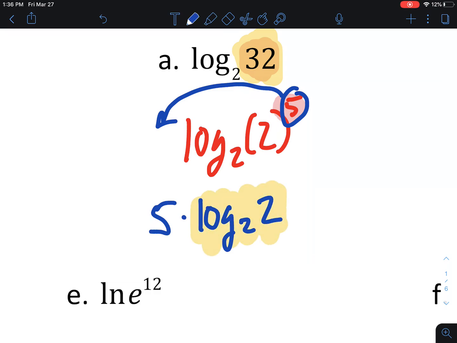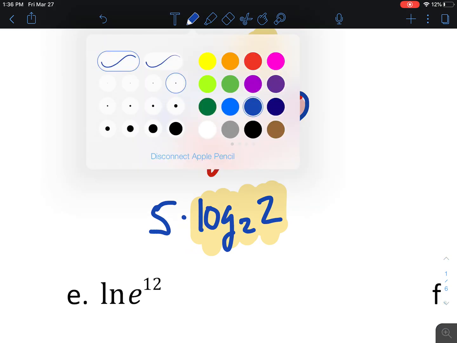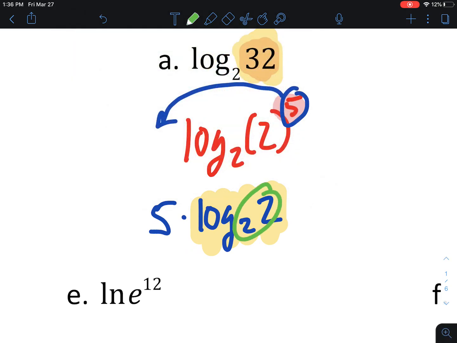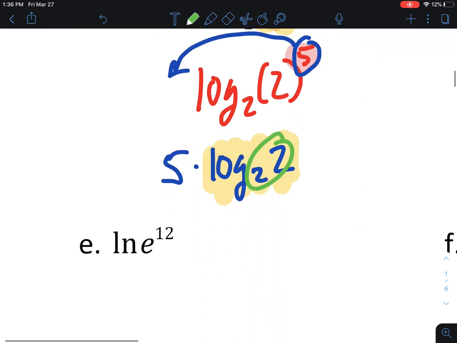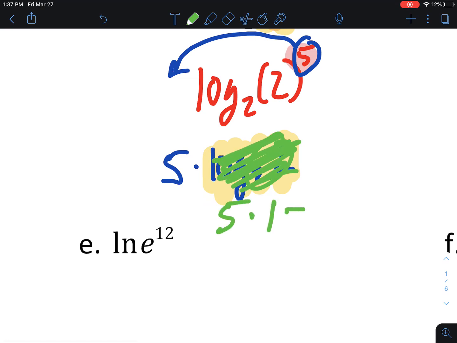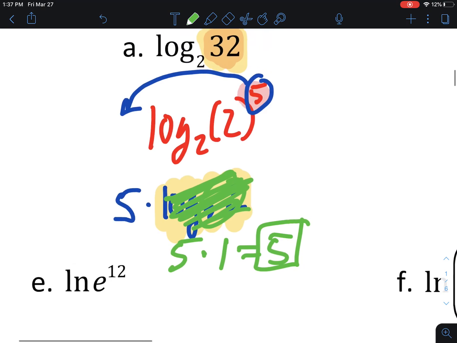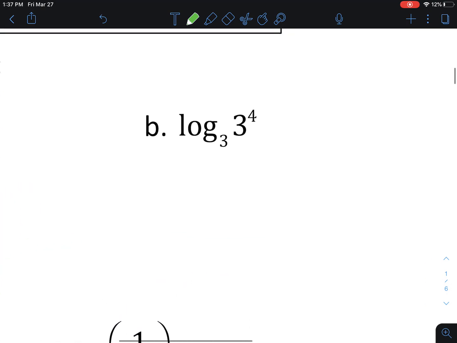Look at that now. When I have the same base and the same log value, what do I get? 1. This is really like saying this goes away, and it's like 5 times 1, which equals 5. Amazing. Okay?